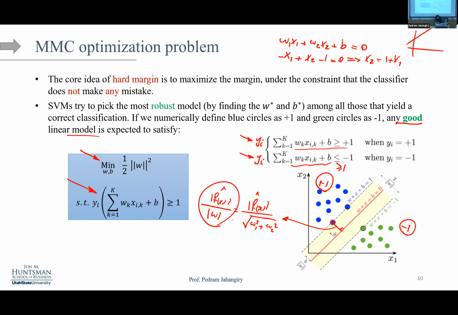And what is the perpendicular distance of the margin? I can simply multiply it by 2, right? If I multiply it by 2, I get the distance between the two. So the goal is to maximize this distance. This is our margin, right? Do you see that maximizing the margin is equivalent to minimizing the measure of w? Because w is in the denominator. If I minimize w, I can maximize the margin. Does that make sense?